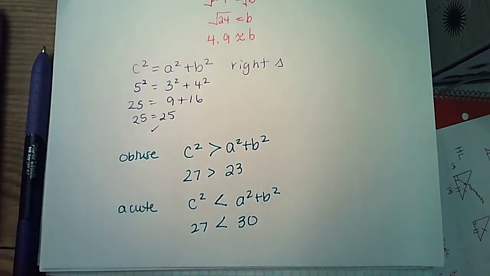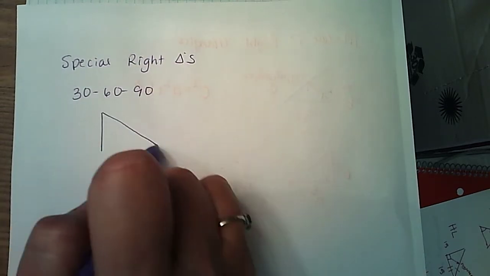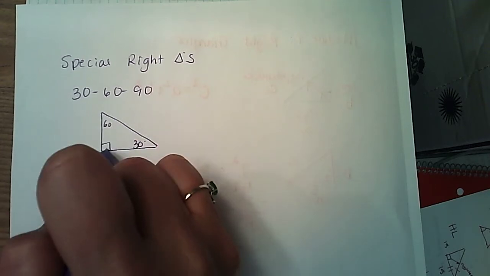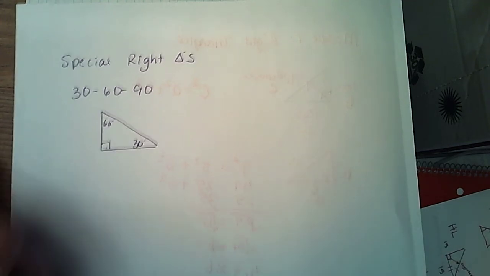Then we moved into the harder part of our unit. The harder part of our unit was starting with our special right triangles. They are tricky. You have to memorize them. So the first one we talked about with our special right triangles was the 30, 60, 90 triangle. What that means is I have this right triangle. It's 30 degrees, it's 60 degrees, and of course it's 90.